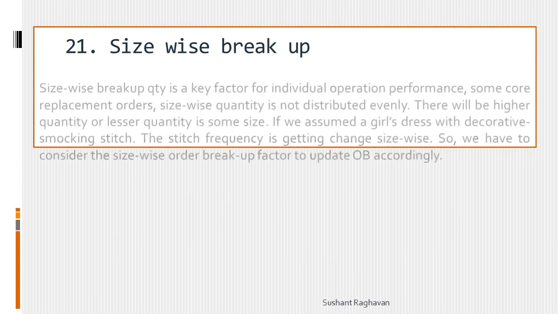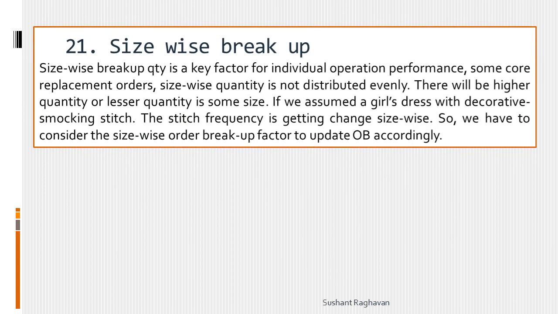Size-wise breakup. Size-wise breakup quantity is a key factor for individual operation performance. In some core replacement orders, size-wise quantity is not distributed evenly. There will be higher quantity or lesser quantity in some sizes. If we assume a girl's dress with decorative smocking stitch, the stitch frequency changes size-wise. So we have to consider the size-wise order breakup factor to update the OB accordingly.